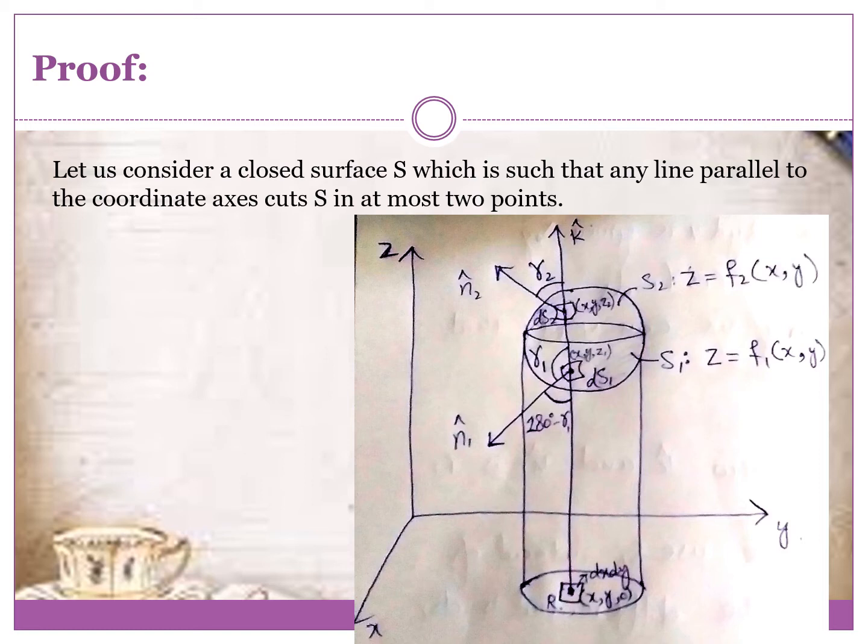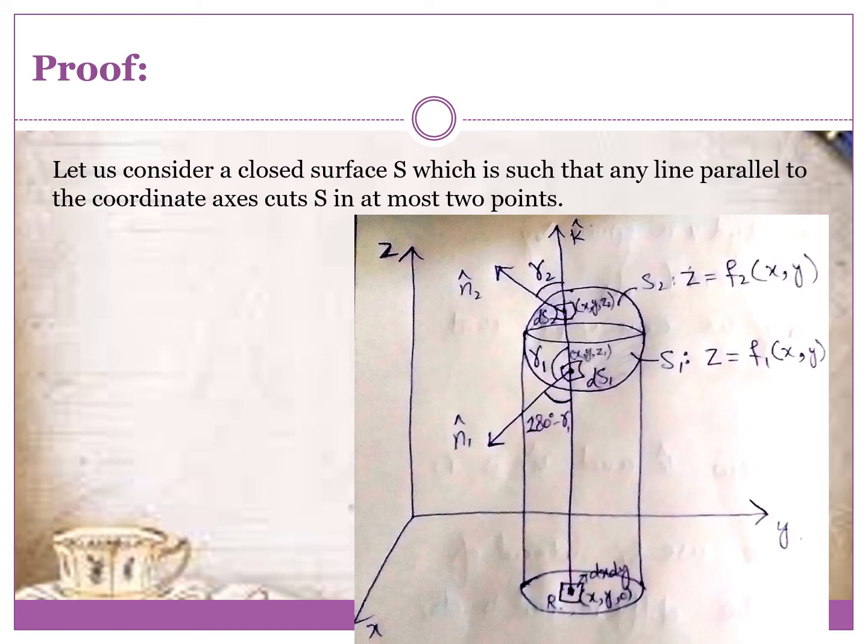If we assume this surface to be a sphere, then we know that the equation of the sphere is x square plus y square plus z square is equal to a square, which gives z is equal to plus minus under root a square minus x square minus y square. For the upper portion, the equation is z is equal to plus under root a square minus x square minus y square, and for the lower portion, the equation is minus under root a square minus x square minus y square.